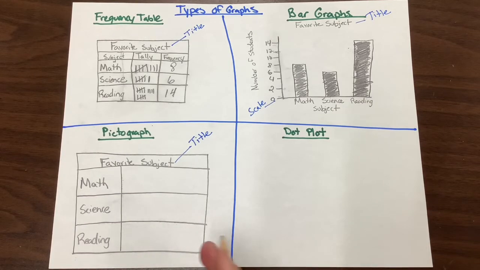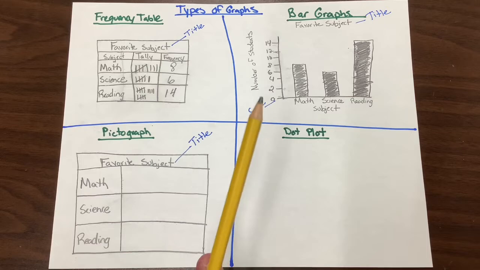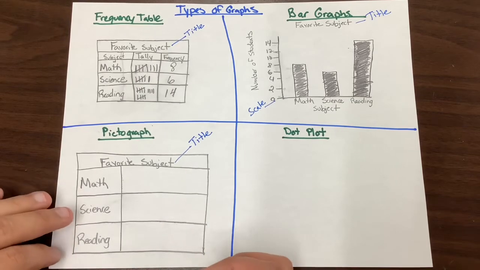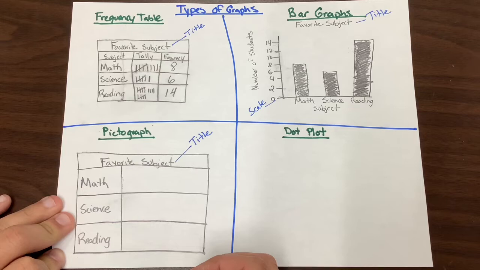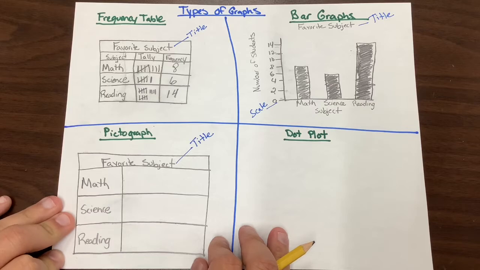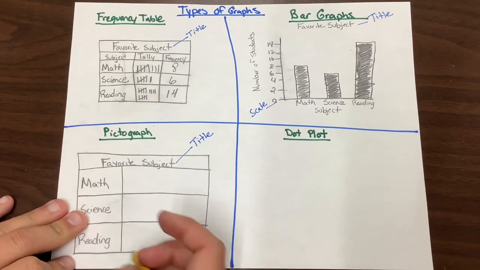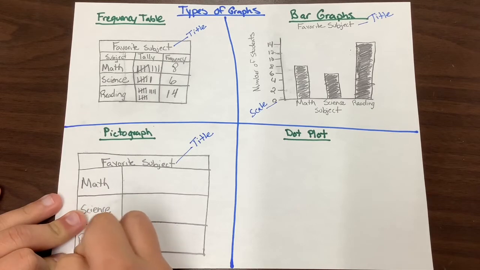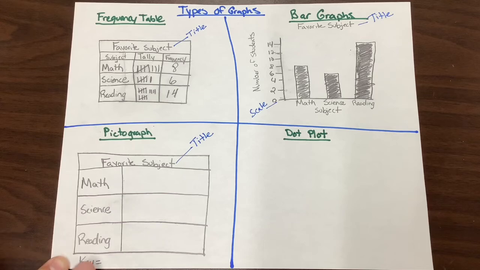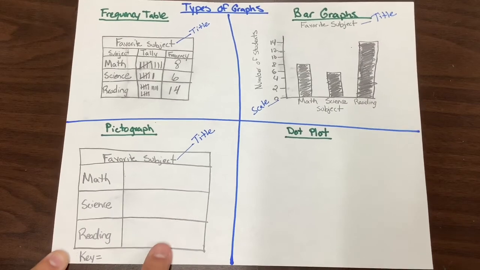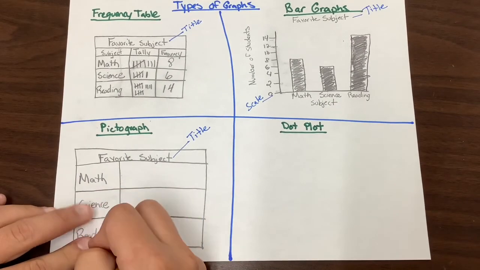So I'm thinking of a picture that is easy for me to draw to represent this information. I'm thinking of a star. Maybe we can use a star or a circle or a square, any shape that you want. I'm going to use a circle. So when we say we're going to use a circle, we have to come up with something that we call a key. So in a pictograph, you're always going to have a key.